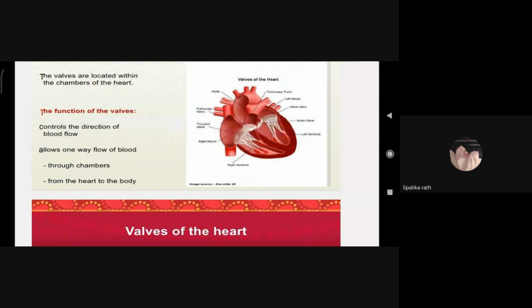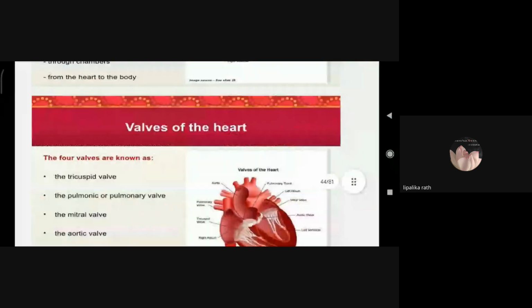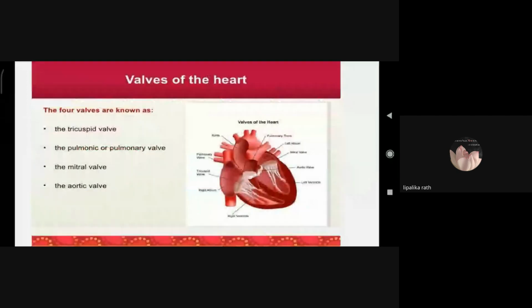Okay, and next is four valves. First one is tricuspid valve, then pulmonic or pulmonary valve, the mitral valve, and aortic valve. These are the four valves present in heart.